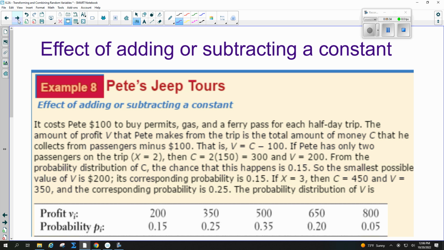All right, now adding and subtracting. Okay, so a reminder, are we allowed to add and subtract from the mean? Hopefully you all said yes. Are we allowed to add and subtract to the standard deviation? No, never. Don't ever do it.